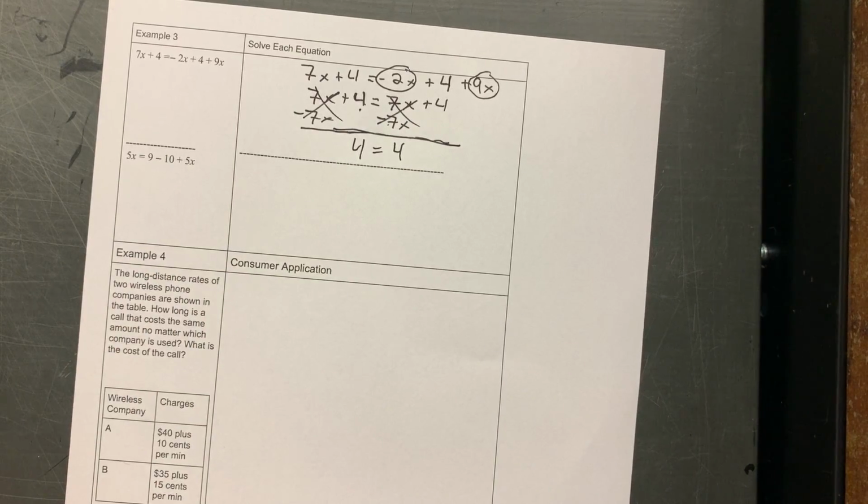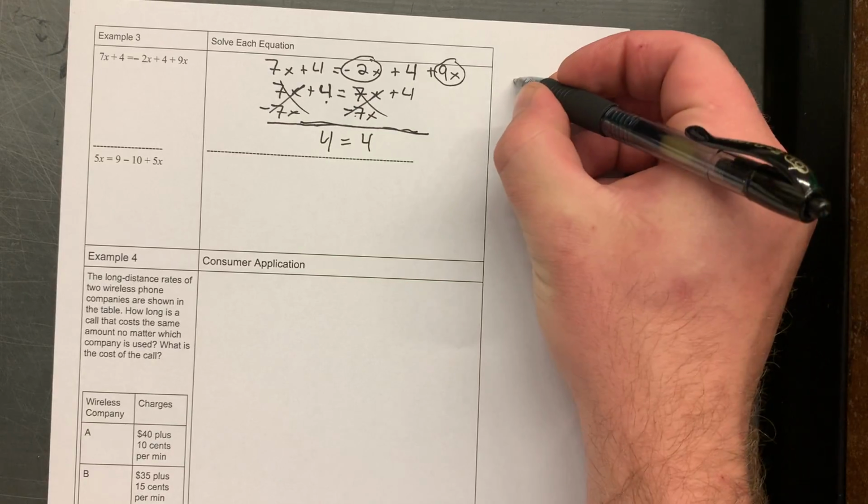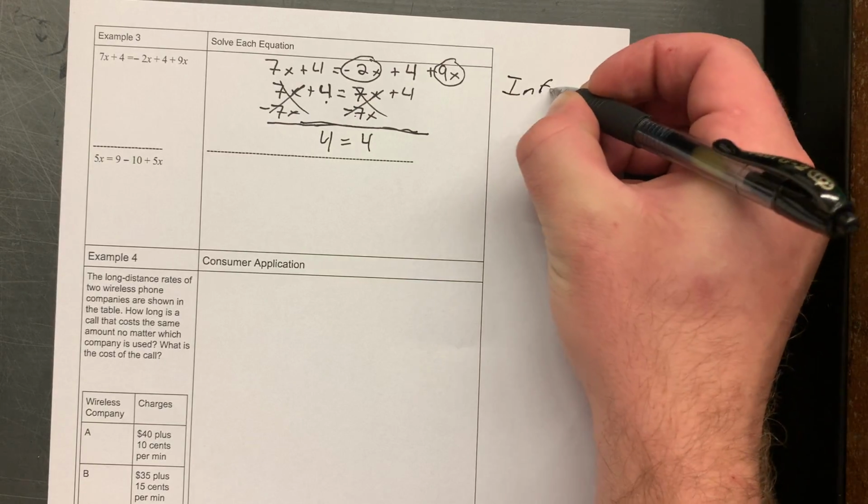This is meaning that it is a true statement. 4 is equal to 4. I agree that 4 is the same number as 4. They are equal numbers. So we can have infinite solutions on these types of problems when they equal each other.